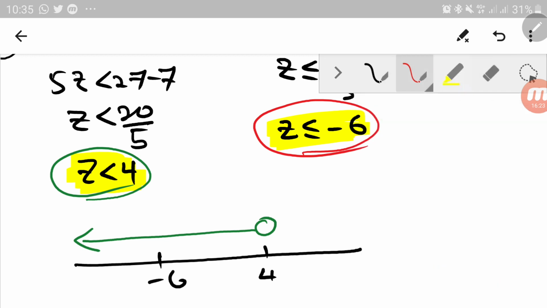Now how about minus 6? Minus 6 is a dense circle, and it is also going to the left, because it is less than or equal. Okay, the arrow too. Done.